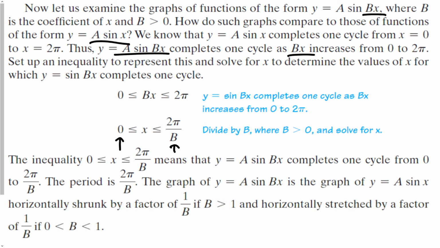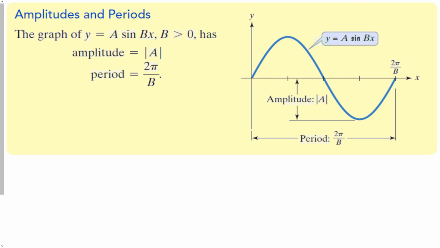And that's very important. Formula's on the next page. Okay? So this function completes one cycle from 0 to 2 pi over b. The period is 2 pi over b. The graph of a sine bx is the graph of a sine of x horizontally shrunk by a factor of 1 over b, shrunk if b is bigger than 1, and stretched if b is a fraction. Because remember, the vertical stretch and compression and horizontal stretch and compression were opposites.